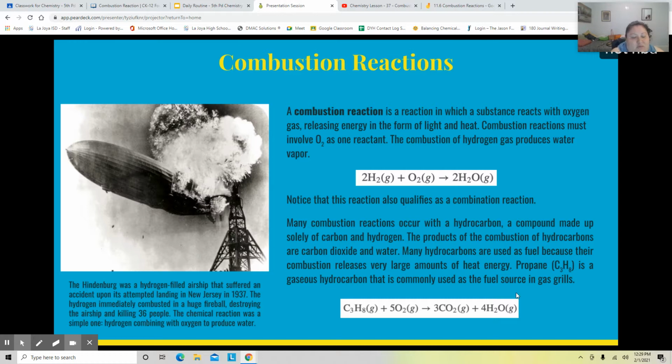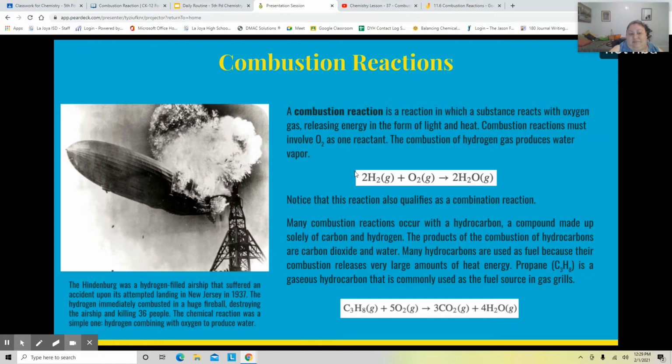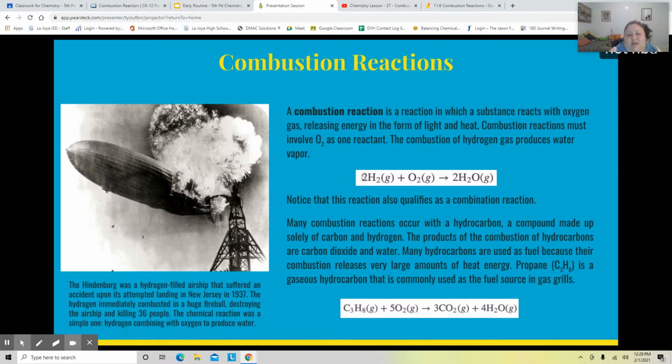The chemical reaction was a simple one: hydrogen combining with oxygen to produce water. So it was the first reaction that you see here. This was the combustion reaction that basically destroyed the Hindenburg. I don't think there were many other people who wanted to travel using these aircraft. Basically nobody else wanted to use it after that, and it just went away.